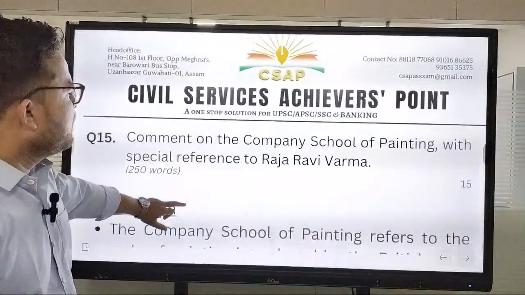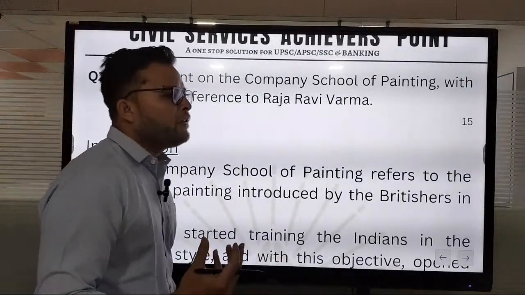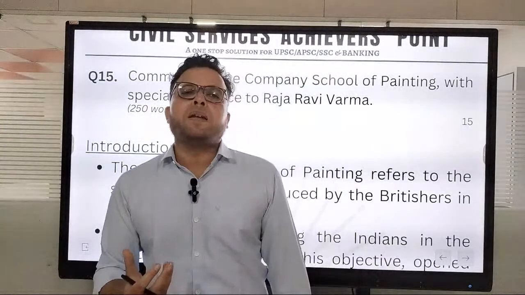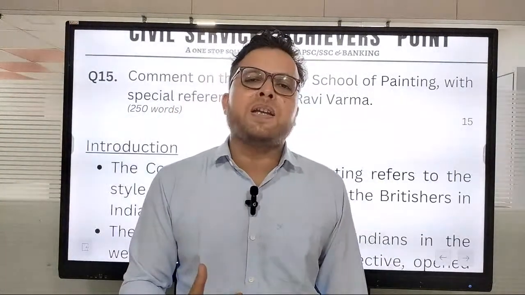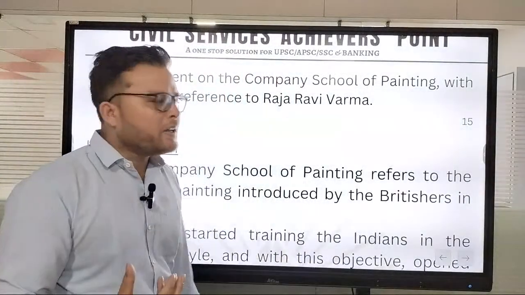Okay. Comment on the company school of painting with special reference to Raja Ravi Verma. What is the meaning of company school? To simply put, company school of painting is that school of painting which was introduced by the Britishers in India. Okay, which was introduced by the Britishers in India.